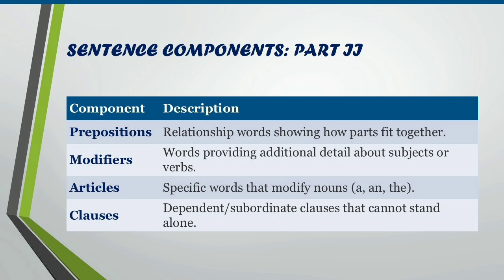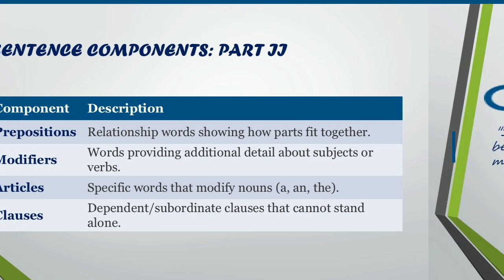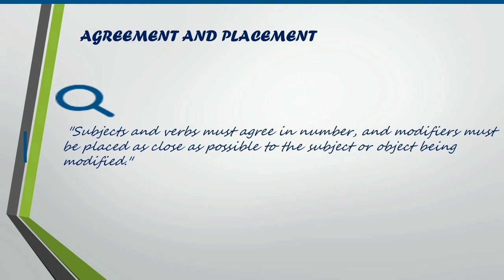Part 2 introduces the supporting cast that adds detail to our sentence. Prepositions are operational signals that establish spatial, directional, or temporal relationships between words. Modifiers, like adjectives and adverbs, provide descriptive clarity about our subject and verbs. Articles are a small, highly specific subset of modifiers consisting of a, an, and the. Lastly, clauses are advanced structural blocks that provide contextual background but cannot stand alone as independent thoughts.